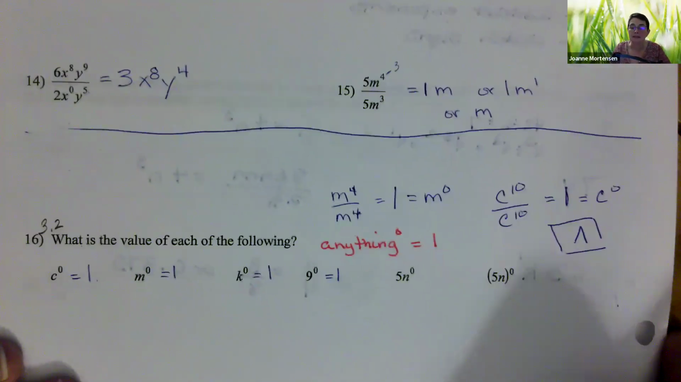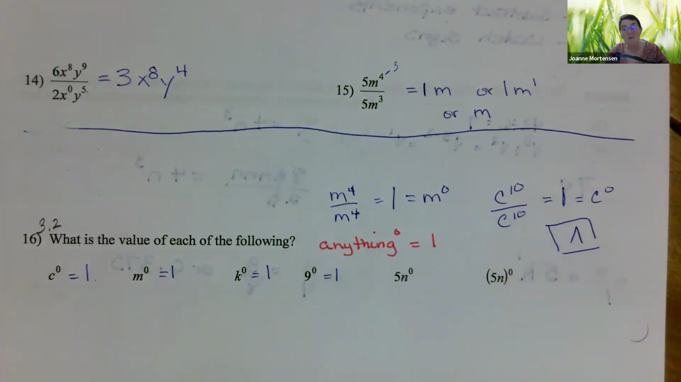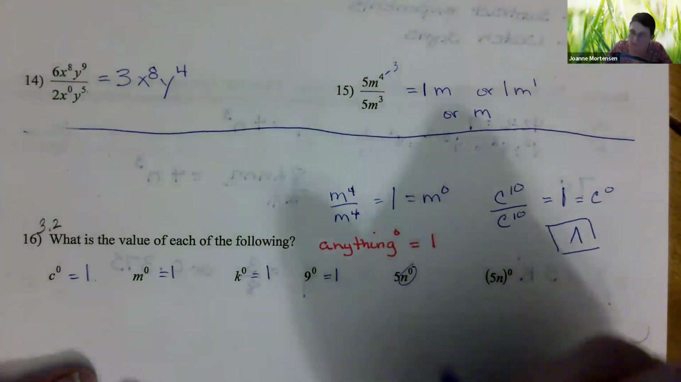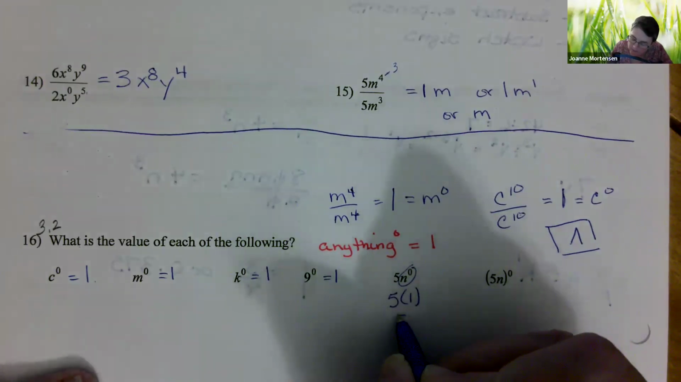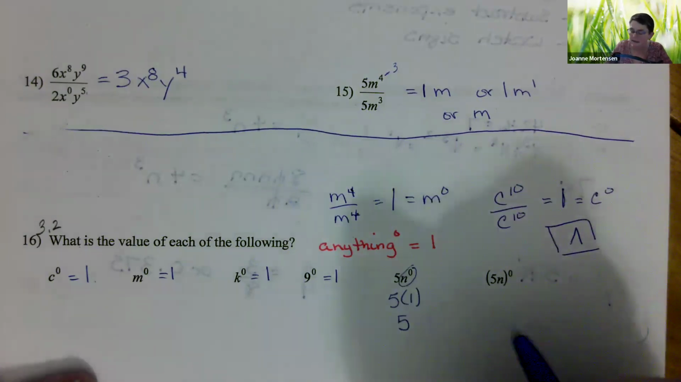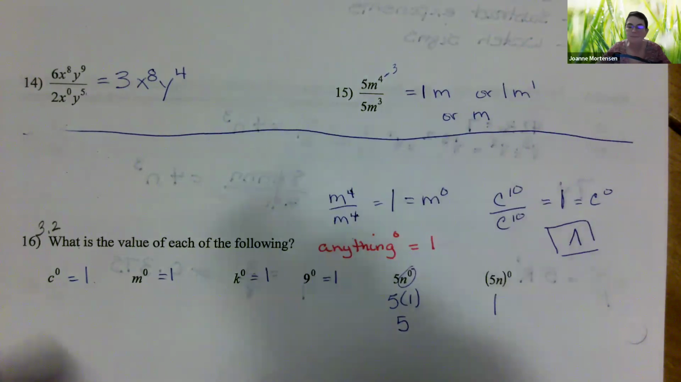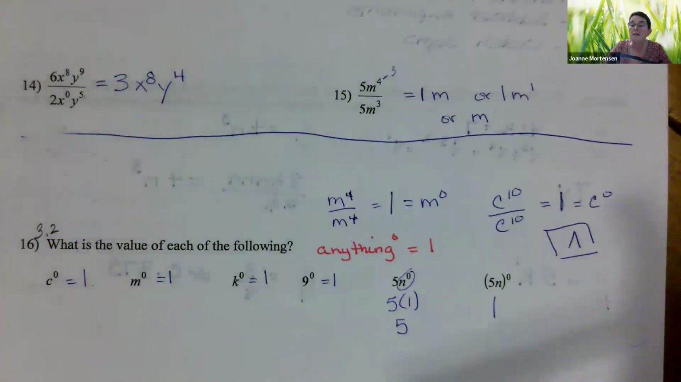Okay, and then I got tricky, because the answer to this one is not 1. What are you talking about? All right. So this part is equal to 1, so this really means 5 times 1, which is 5. This, because this part is in a bracket, so that 0 applies to both the n and the 5, is 1. Don't stress over it. That's just me trying to be tricky and make sure hardly anybody will get 100% on the test.